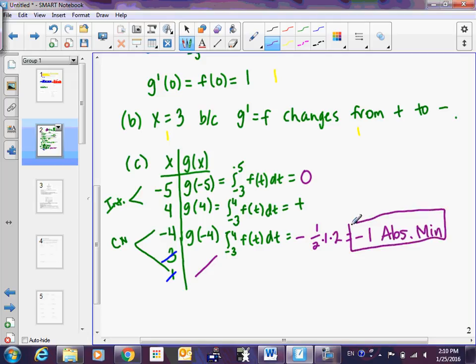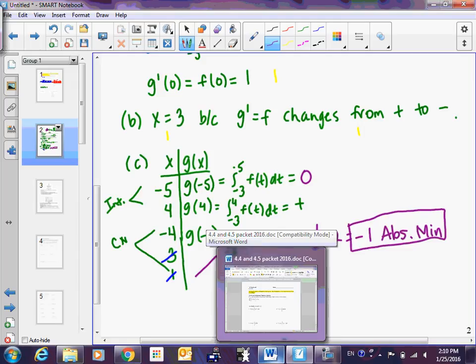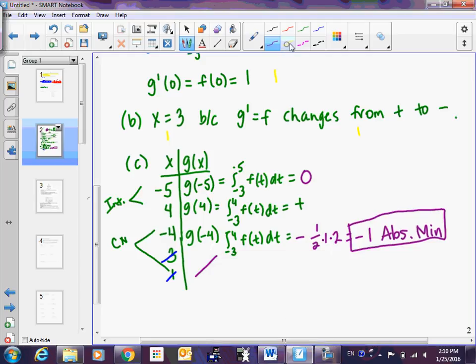Now, if this question was asking for the absolute max, what do you think we would have to do? We would have to actually find all 3 of these positive areas and figure it out, which means we'd have to do semicircle stuff. It's not impossible, but it's not something they're typically going to ask you because it's very time consuming, okay?